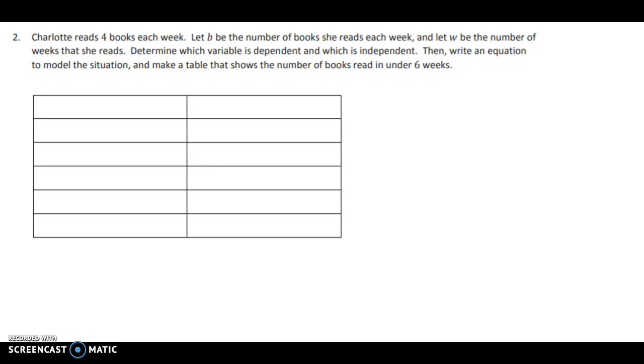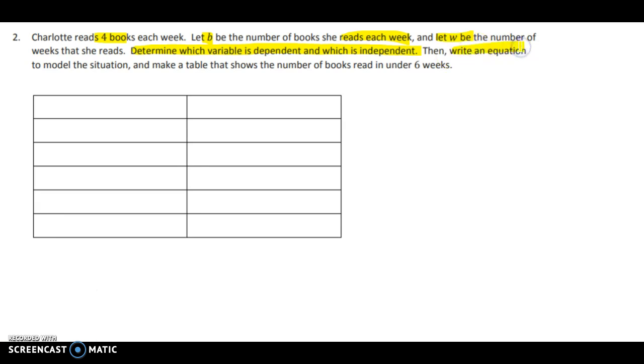Question number 2 with your partner. Charlotte reads 4 books each week. Let B, right there, so let's highlight 4 books. Let B equal the number of books that she reads each week. Let W be the number of weeks that she reads. We need to determine the independent and dependent variable. And then, notice there's always 2 questions.